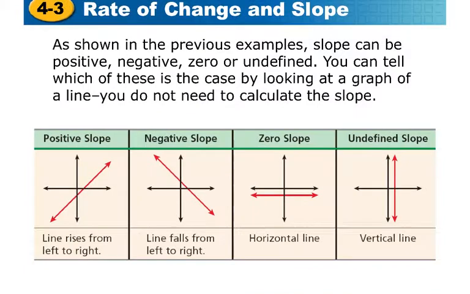So here we are, as shown in the previous examples, kind of coming up with what we have. A positive slope, reading from left to right, is going up. A negative slope, again reading from left to right, is going down. And as we just saw, a 0 slope is your horizontal line, and a vertical line is your undefined slope.